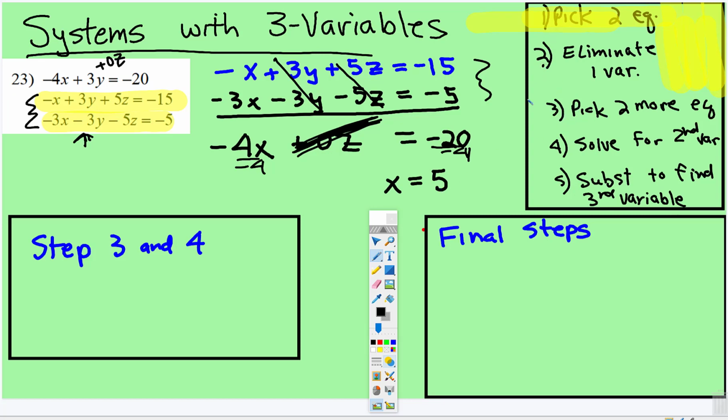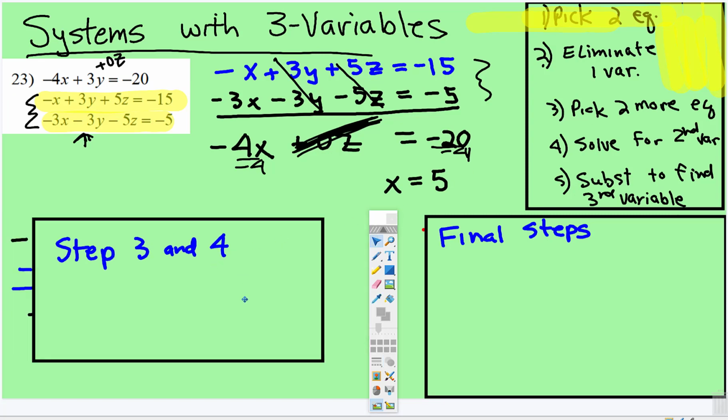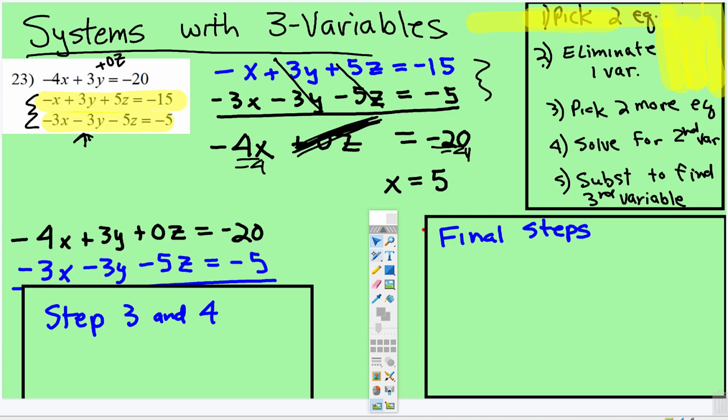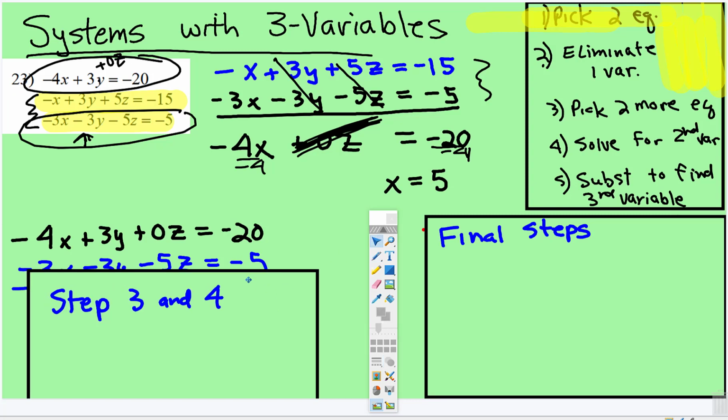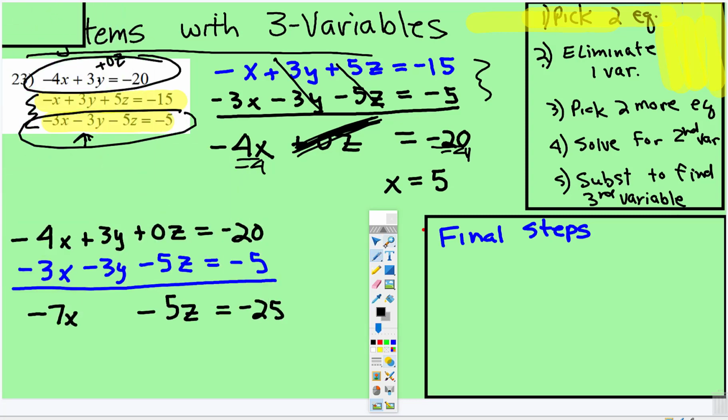Steps 3 and 4 is pick two more of the equations and eliminate again. I'm now going to pick this top equation, and I chose this bottom equation because the positive 3y and the negative 3y are opposites. We can use the add method. And then I went ahead and performed the operations. So I'm going to add all the columns. So the x's add up to negative 7x. Those cancel. The z's add up to negative 5z. And they're equal. The constants add up to negative 25.